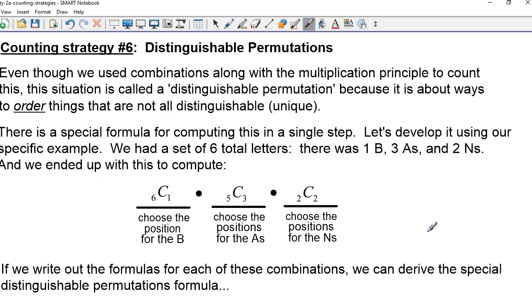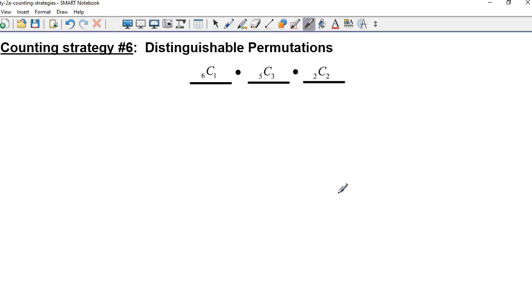We had a total of 6 letters. There was 1 B, 3 A's, and 2 N's, and we ended up with this way to compute it: 6 combination 1 times 5 combination 3 times 2 combination 2. So if we were to write out the formulas for each of those combinations, we can derive this special formula.